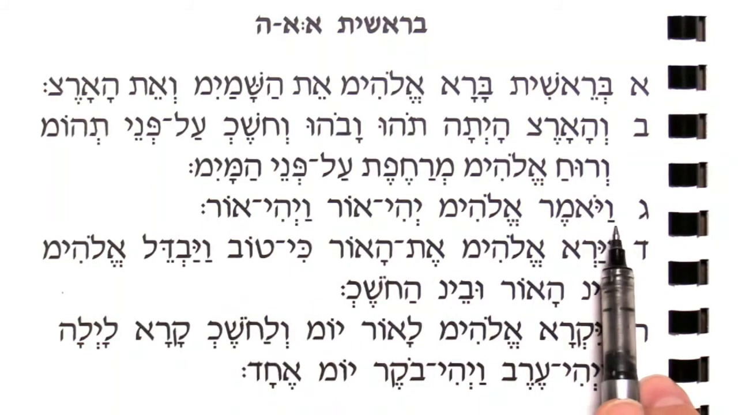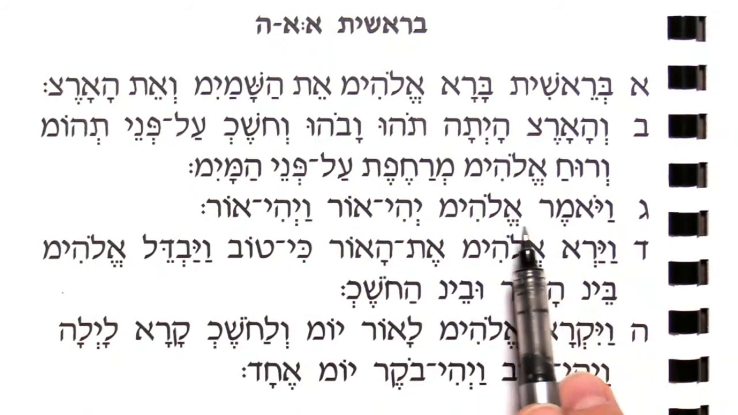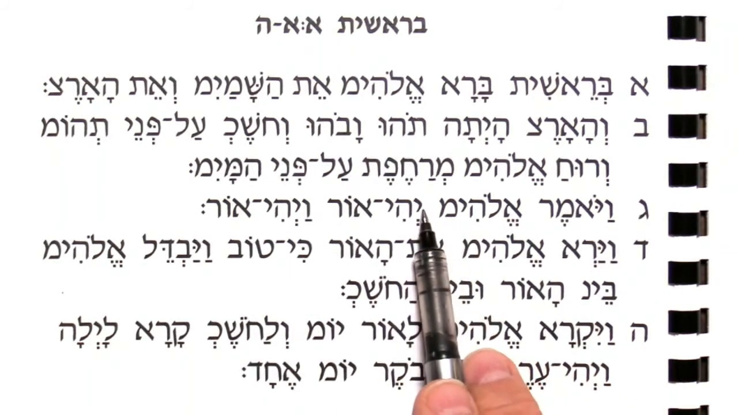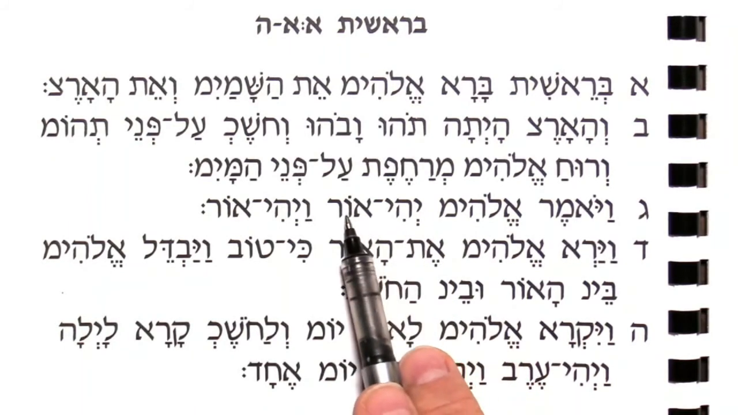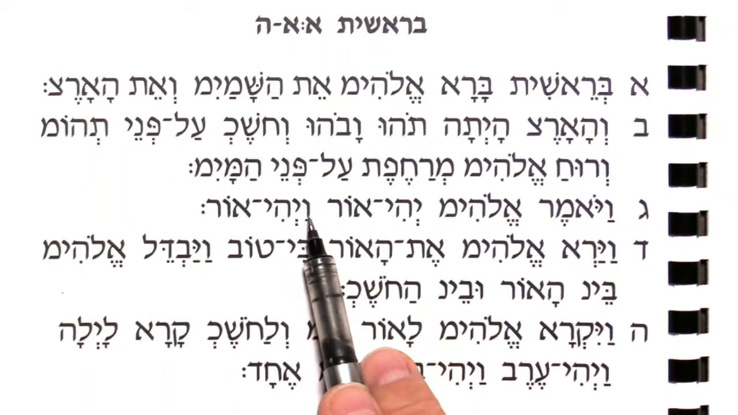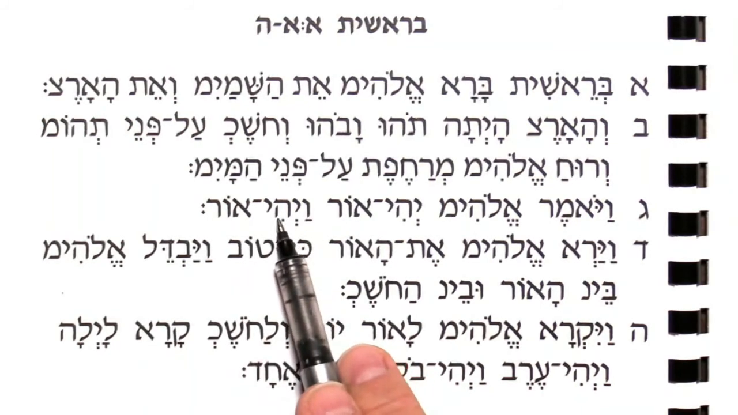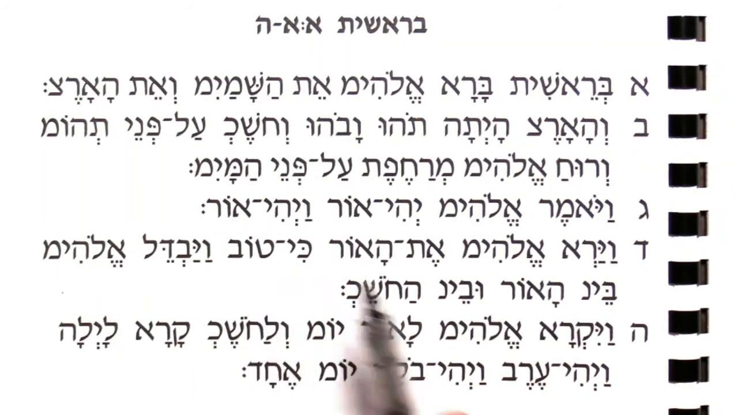Let me translate that for you. And Elohim said, Yihi or, let there be light. Vayhi or, and there was light.